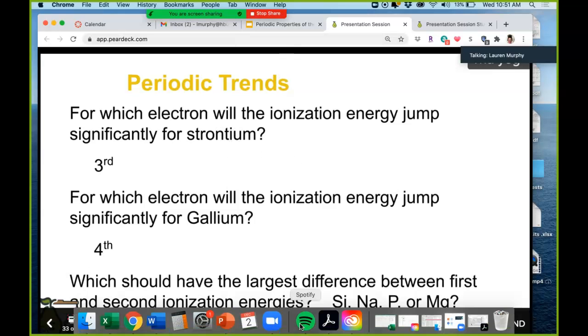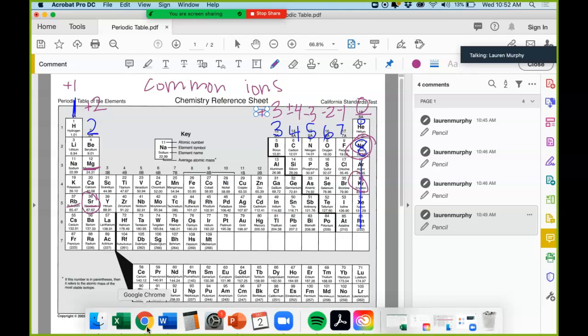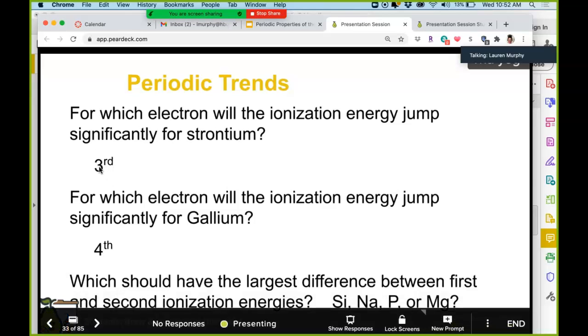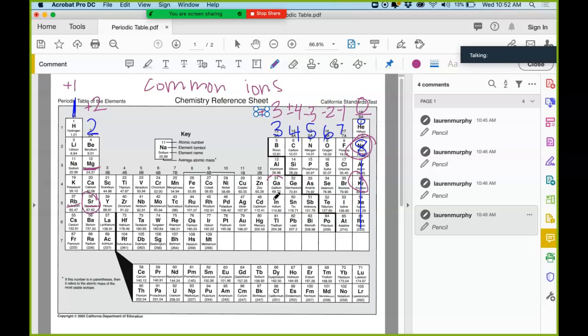So you go to your periodic table, you go, okay, strontium is right here. It has 2 valence electrons, meaning it's okay losing 2, but it doesn't want to lose a 3rd. So your jump would be with the removal of the 3rd electron. And then it asks you for gallium. Now gallium is a little harder to see, but it's right here, okay? So you can just ignore this.